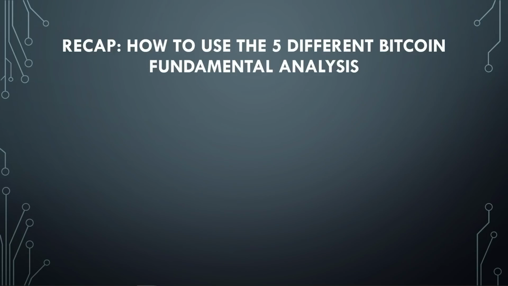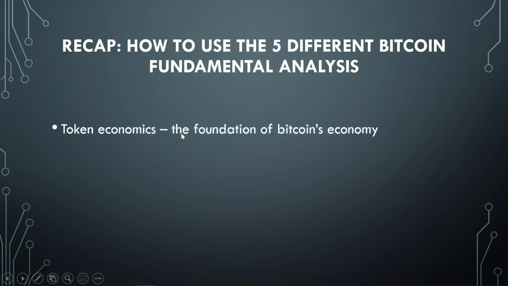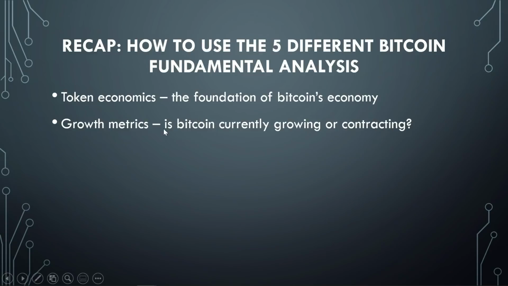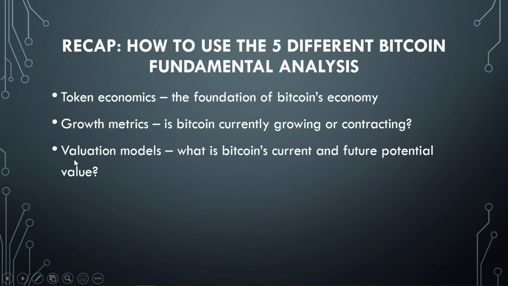So let's do a quick recap of what you've learned so far. In the first video, we talked about token economics, which is really the foundation of Bitcoin's economy. And you really need to understand this stuff before you go any further. The second video is all about growth metrics, where you can look at Bitcoin and say, is it currently growing or contracting in users and capital flow and all that stuff? And then valuation models. What is Bitcoin's current and future potential value? This is really important to think about.